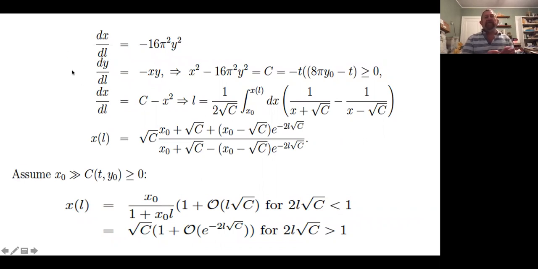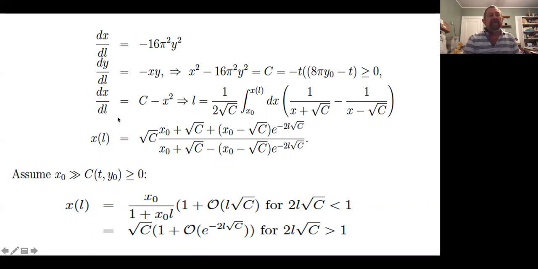Okay, so the first pair of equations become just dx by dl is minus 16 pi squared y squared plus other smaller terms, and dy by dl is minus xy. But remember, we've got the relation that x squared minus 16 pi squared y squared is equal to c, which is this minus t, times 8 pi y naught minus t. And so we can say that dx by dl is just c minus x squared by replacing y squared by c minus x squared.